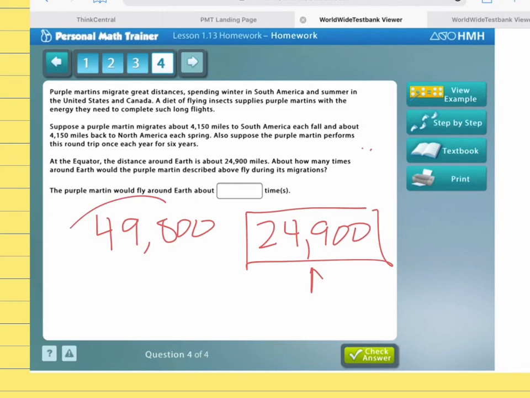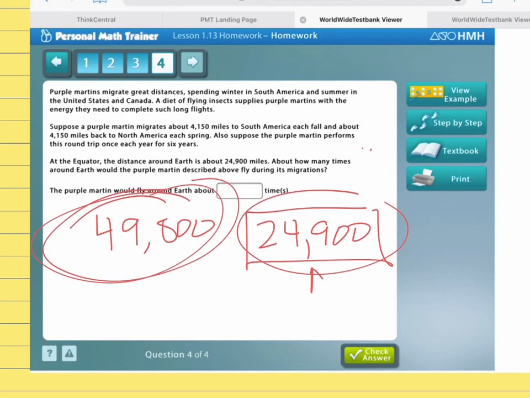And the final part of the problem, they're asking us to compare the distance around the equator, which is here, to how far they travel in those 6 years, which would be here. So if you look at that, you can see that the distance around the equator is about 25,000, and this is about 50,000. So the purple martin travels around 2 times the distance around the equator in those 6 years' time, because 2 times 24.9 would be 48.9.